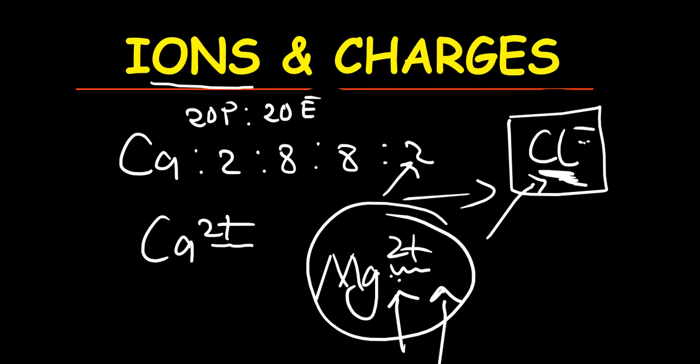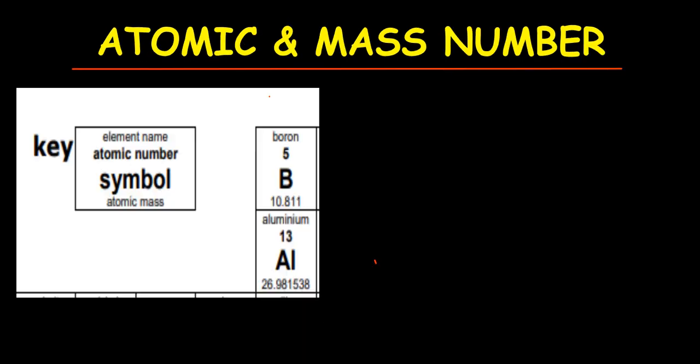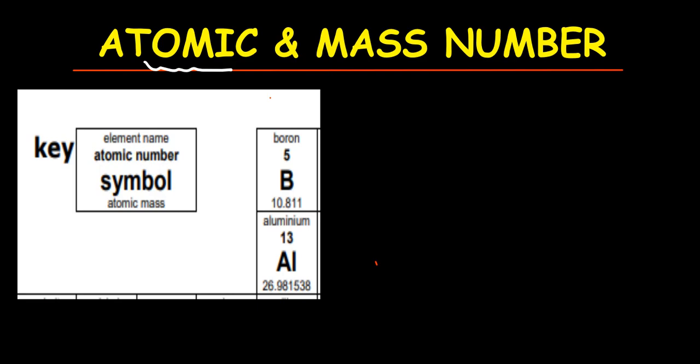All right, and then I can go to the next thing now and talk about the atomic and the mass number. I've talked about this atomic number a bit. We said the atomic number is the number of what? Proton. The number of protons is the atomic number.